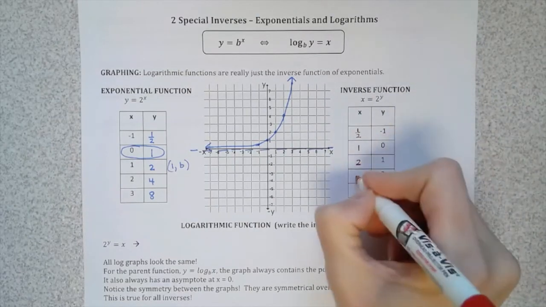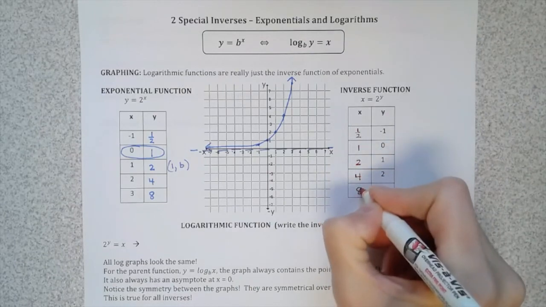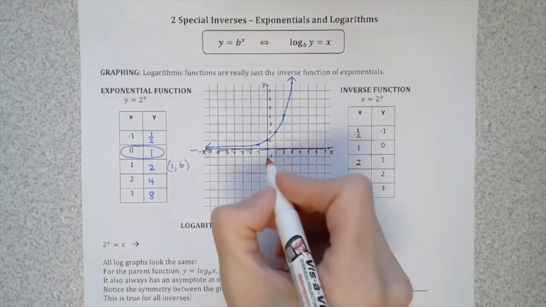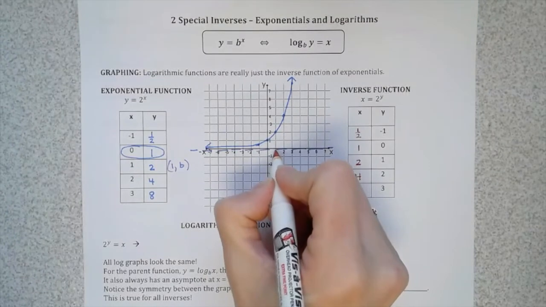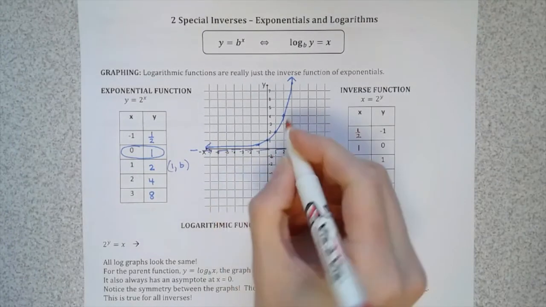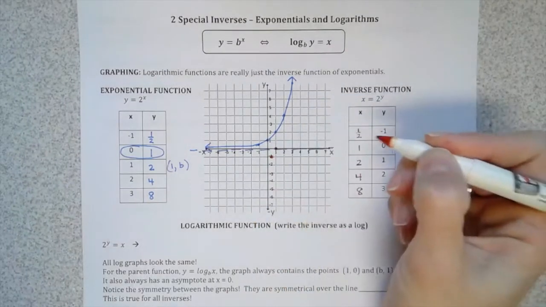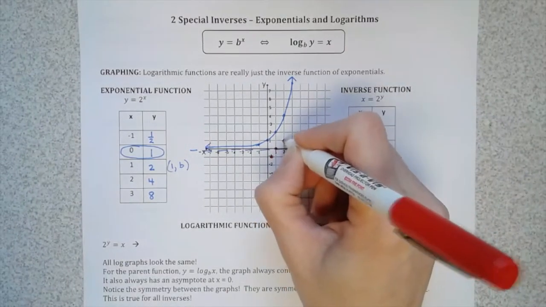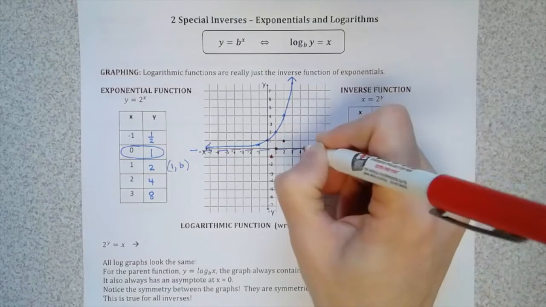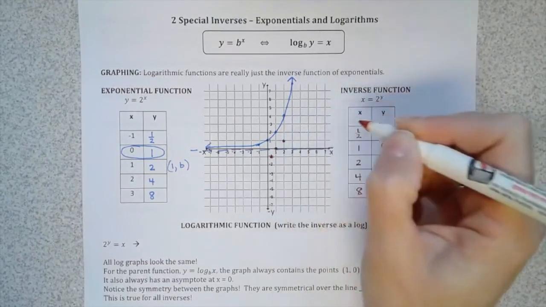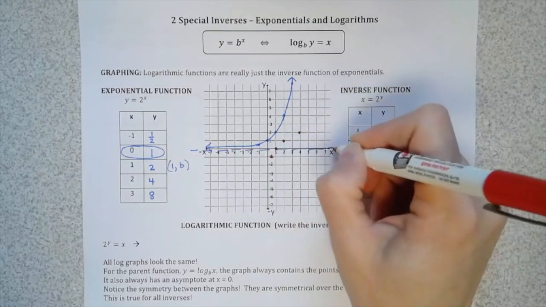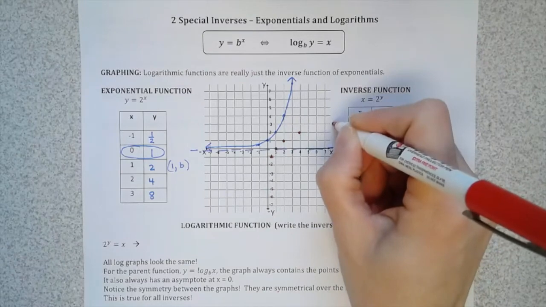2, 4, and 8. So I'll go ahead and plot those. So I'm at (1/2, -1), (1, 0), (2, 1), (4, 2), and (8, 3).